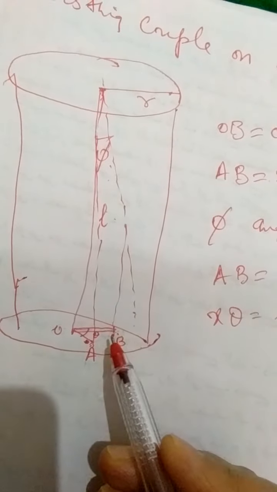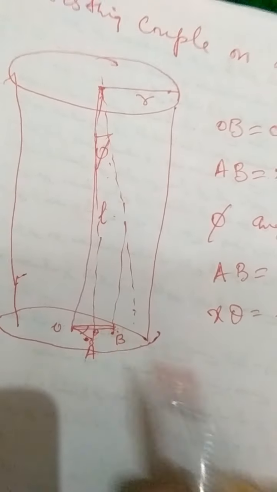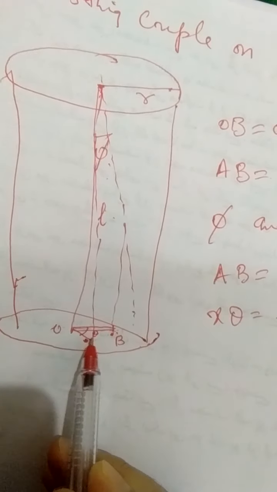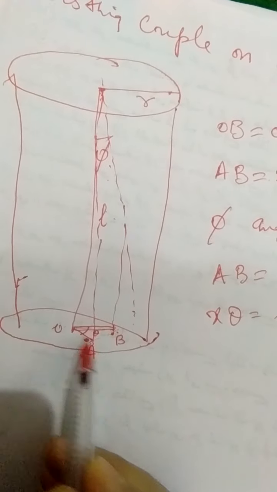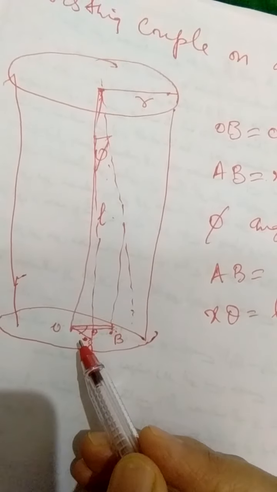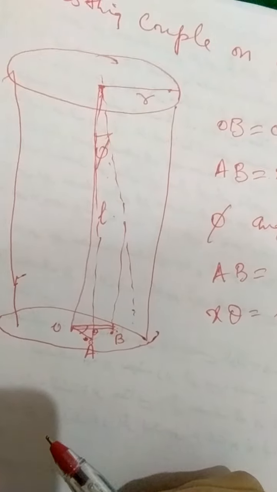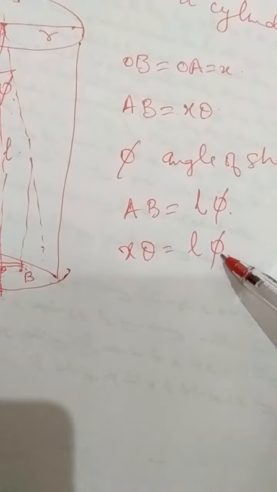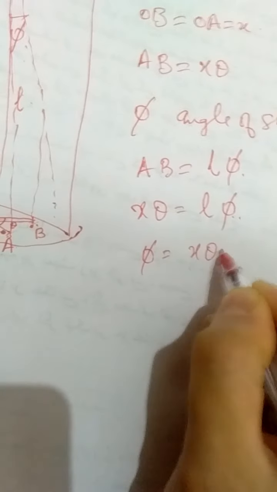And we can say that this length AB can be determined in 2 ways. Either it is OA into theta, or it is L into phi, because the length of the arc is equal to the product of the radius of the circle and the angle subtended at the center. So this AB is x theta and it is also equal to L phi. So we have equated these two. x theta is equal to L phi. From here we get phi is equal to x theta by L.